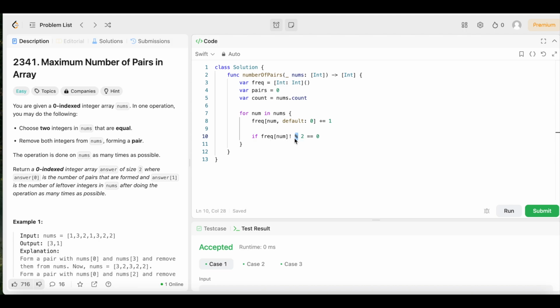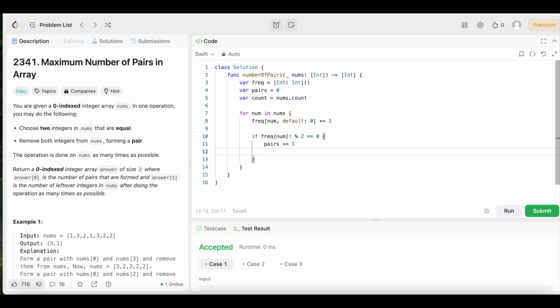So if we divide the count of nums by 2, and the remainder is 0, that means there's an even amount of those numbers that occur in nums, which means we can create our pairs, which means we can increment pairs by 1. So we can say pairs plus equals 1, right? If we can divide it by 2 and there's nothing left over, that means we found a pair, and we increment our pair count by saying pairs plus equals 1, and that's going to keep count of our pairs.